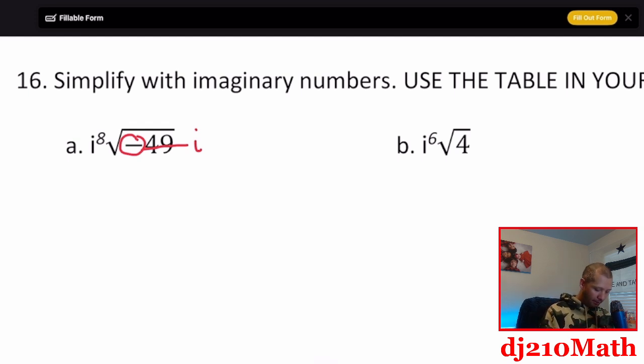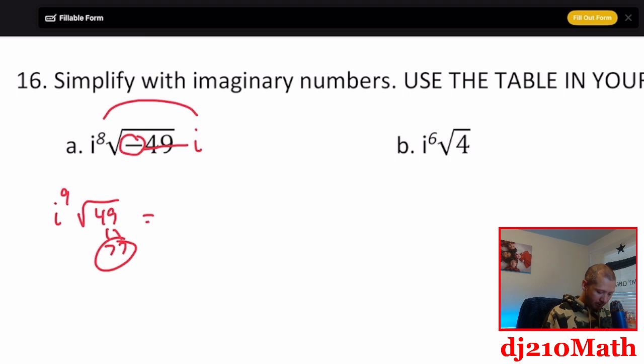So i times i to the 8th, we add the exponents. So that's going to be i to the 9th power, right? You just add the exponents. And then square root of 49. Oh, that's 7. Right? 7 times 7. So answer is going to be 7 in front. Typically, you write the number first. i to the 9th power.